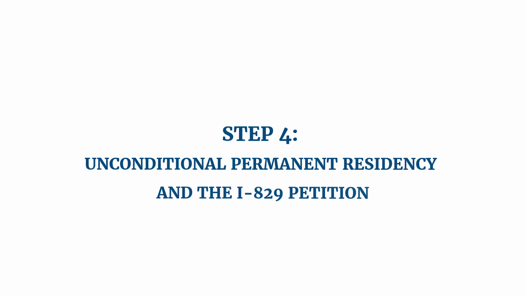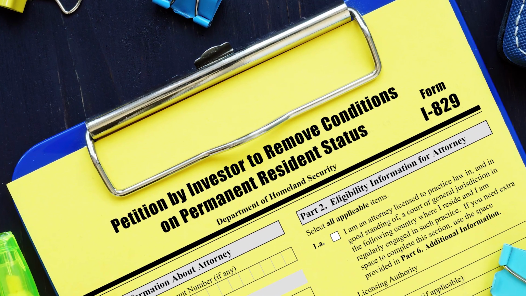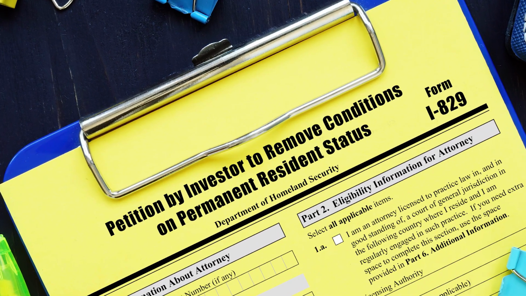Step 4. Unconditional permanent residency and the I-829 petition. The final step in the EB-5 visa process is for applicants to become unconditional permanent residents by removing their 2-year conditional status. The I-829 petition is submitted to the USCIS 90 days prior to the 2nd anniversary of the date that the applicant first received their conditional residency. This application proves that the investor has met all requirements of the EB-5 visa program.